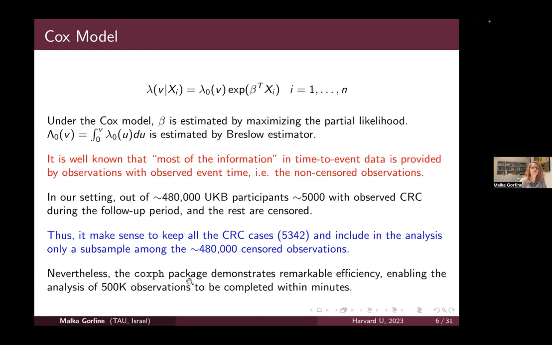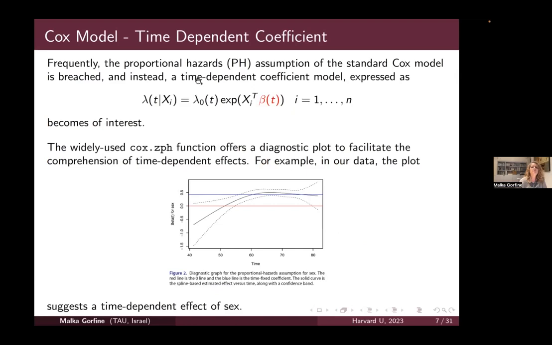Nevertheless, the Cox-PH package of R demonstrates remarkable efficiency, enabling analysis of 500,000 observations to be completed within minutes. So we don't need any fancy subsampling procedure for this data set as it is now. However, frequently the proportional hazard model assumption of the standard Cox model is breached, and instead a time-dependent coefficient model is expressed. So instead of having lambda 0 times the exponent of xi times beta, we now replace beta with beta of t, where the regression coefficient is a function of time t.